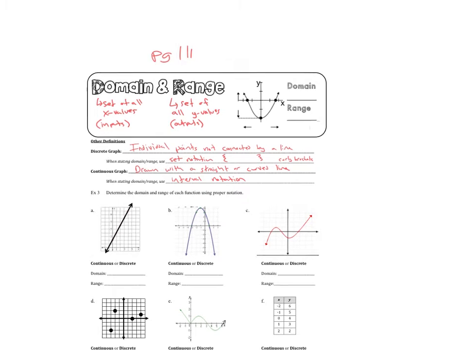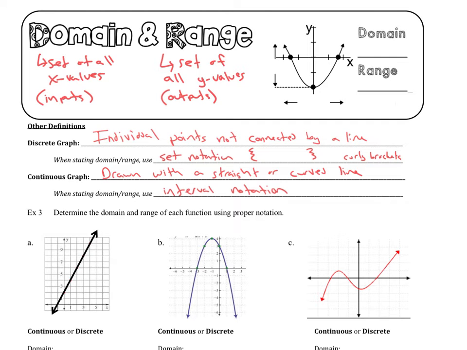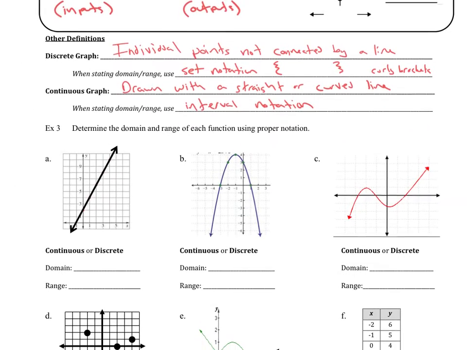Okay, a continuous graph is one that's drawn with a straight or curved line. It's connected. That is something like A, like B, like C. They're not separate individual points. They are a line drawn that's continuous. So you could take your pencil and draw over the line without picking it up. That's a continuous graph. When we do the domain and range for that, we use something called interval notation, which you guys know what that is. We've been using it. Example 3 here is going to show us how to determine the domain and range for each of these functions using proper notation.